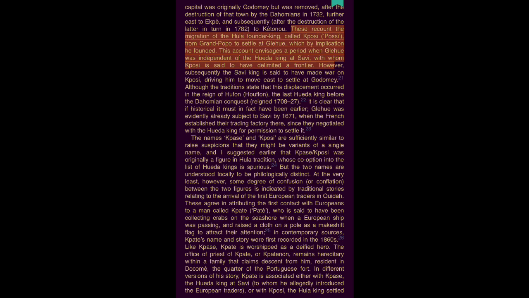This account envisages a period where Glihu was independent of the Whydah king Asavi, with whom Kapasi is said to have delimited a frontier. However, subsequently, the Savi king is said to have made war on Kapsi, driving him to move east to settle at Gandami.